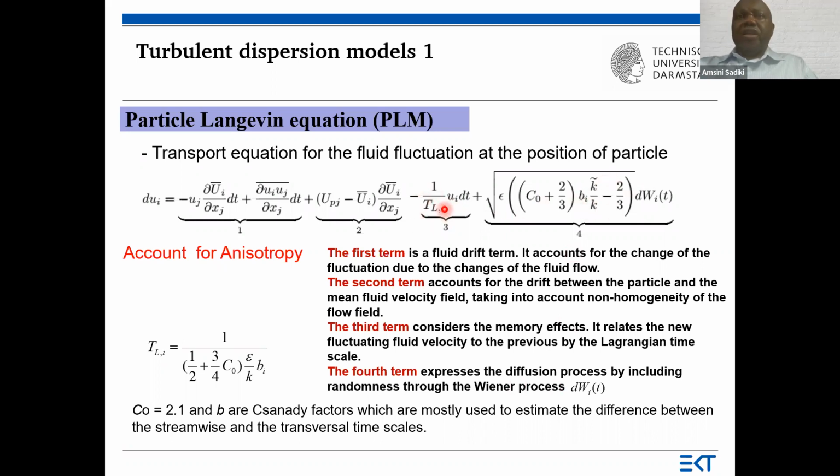And this Lagrangian time can be calculated using this. We put only the expression, but this all has been derived in the papers. And for this, we need two coefficients. We have two parameters: C0, which is 2.1, and B, the so-called Sommerfeld factor, which is used to estimate the difference between the streamwise and the transversal time scale.